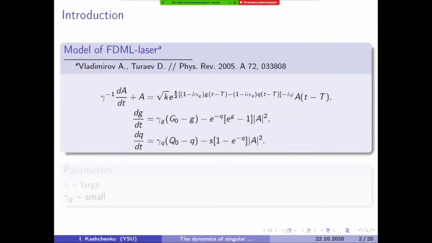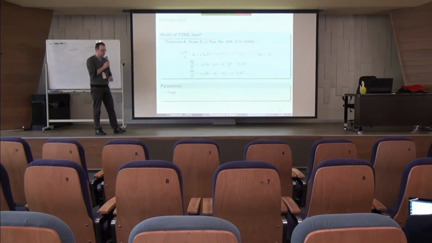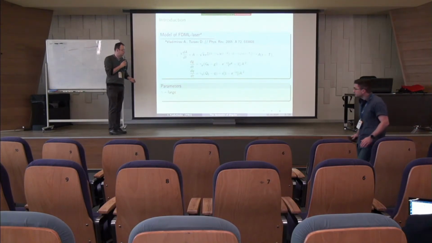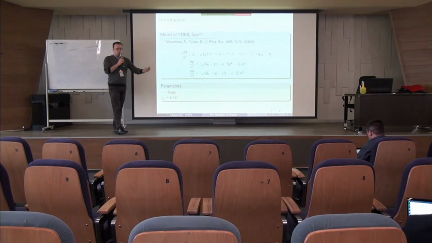I want to start with the motivation of my work. Many years ago, we studied this model of a Fourier domain mode-locked laser. It's a system of three equations with delay, and the most important thing is that the parameter gamma is large enough, so 1 over gamma is small, and we have a small multiplier at the derivative, so it's a singularly perturbed equation. At the same time, this parameter, gamma sub g, is small.